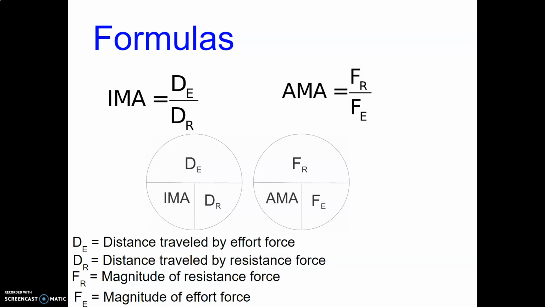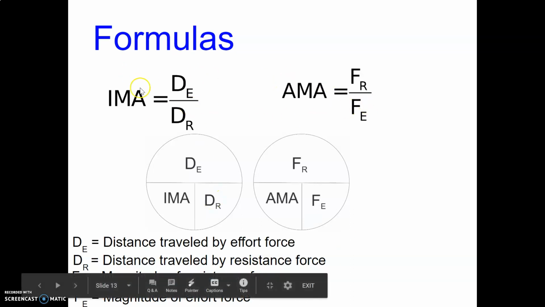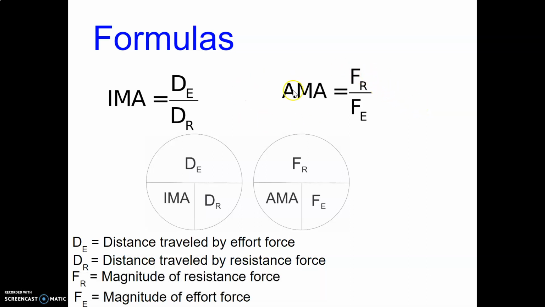Formulas. The IMA and the AMA formulas I just copied over from the other slide. Up to this point, you should be able to do everything with those 2 formulas. This circular formula here, I just rearranged it a little bit, for those of you that have seen and used that and like that a little bit better. Later on, we can talk about knowing the mechanical advantage and one of the other 2 variables there and calculating the other. That's one method of doing it.